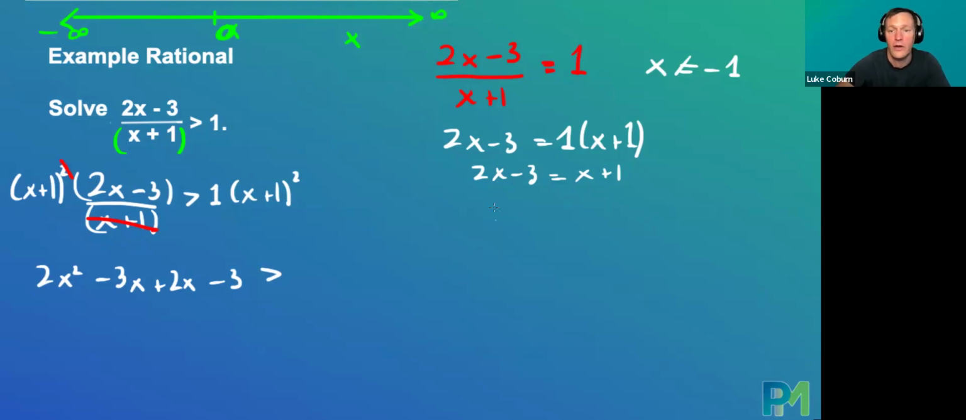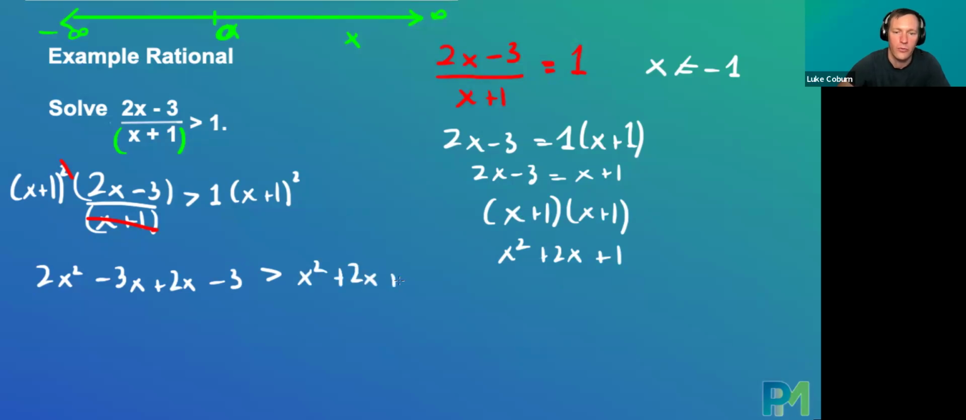So we just have to multiply out. Let's go over here and just do it quickly. So we have to multiply out x plus 1 all squared. So we have x squared. We've got a 1x from here, we have a 1x, that's plus 2x, and then plus 1 is 1. This is greater than x squared plus 2x plus 1.